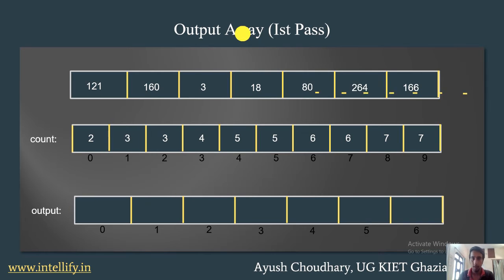Okay, so this is the output of the first pass. We will calculate the output array. As you can see, this is our previous array, and the second one is the cumulative count we have. We will take the first unit place element, and based on that we go to that particular index. Here the unit place element is 6, so we go to the sixth index of count.